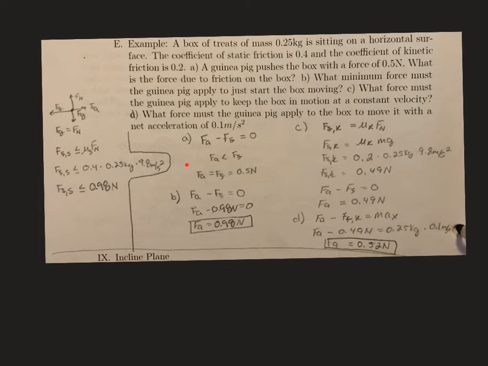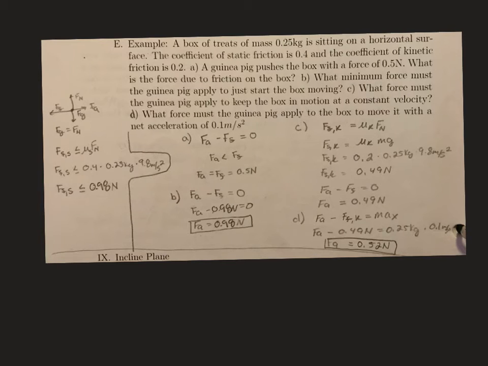And that's what I'm expressing here in part A, because we were asked in part A, what happens if the guinea pig pushes with 0.5 newtons? So I'm summing forces in my x, so force applied minus force of friction is going to equal 0. And I know it's going to equal 0 because 0.5 newtons is less than 0.98 newtons, so the box will not move. So force applied is going to equal force of friction, or 0.5 newtons.